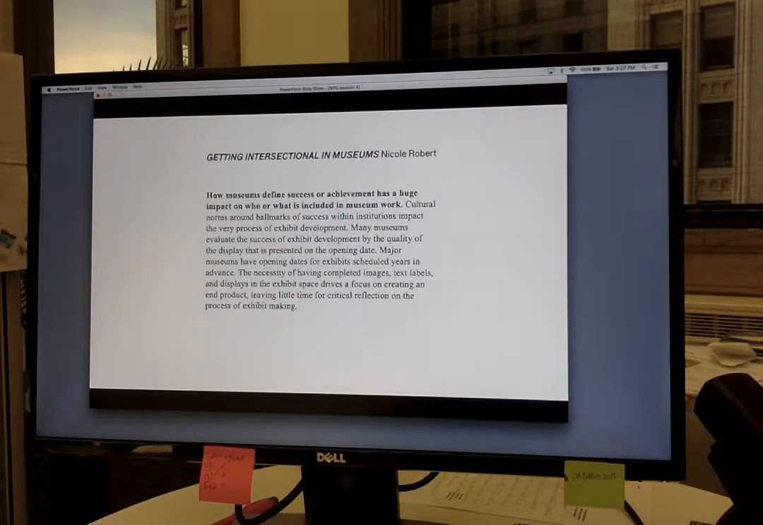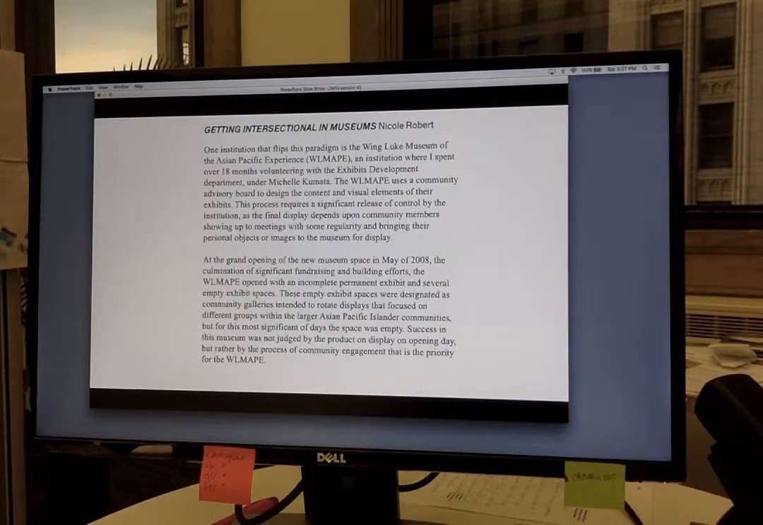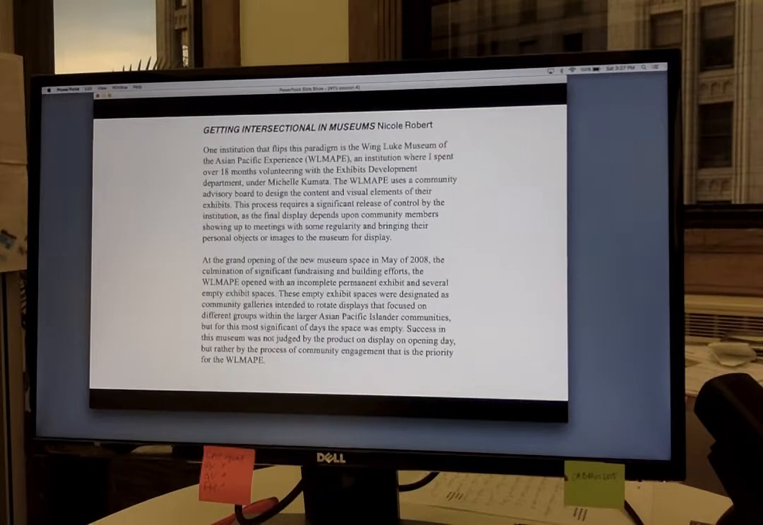And so if we say that, actually, a final end product is not our goal, it really is a radical proposition for how you would approach something as fundamental, seemingly, to the museum as exhibition. So what would that look like? She cites the Wing Luke Museum of the Asian Pacific Experience as flipping this paradigm.